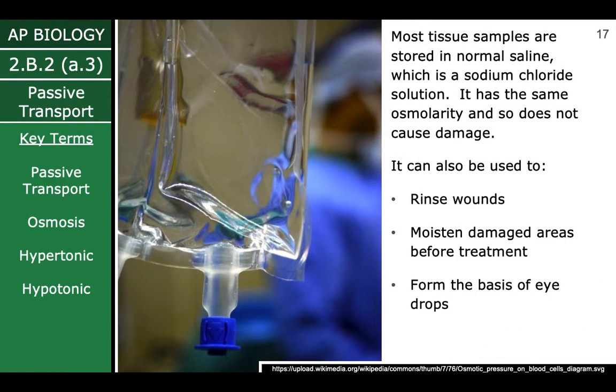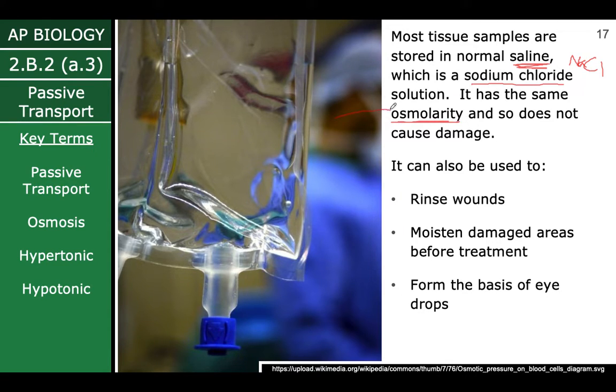Now, most tissues are going to be stored in what we call a saline solution. Saline refers to salt. If you think about saltines, the crackers, they're literally just crackers with salt on them, right? Kind of sounds a lot like saline. That's not a coincidence. So we put them in a saline solution of sodium chloride, so NaCl, and that is in fact just table salt. And that solution has the same osmolarity.